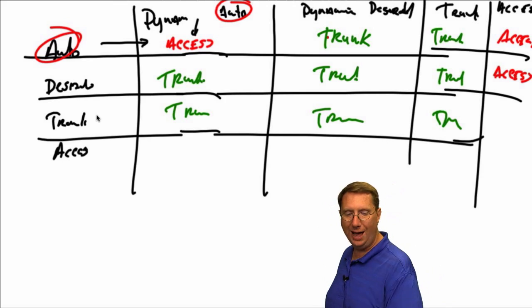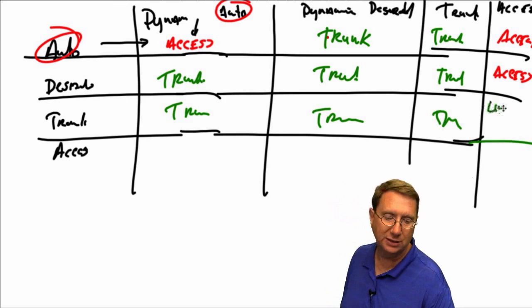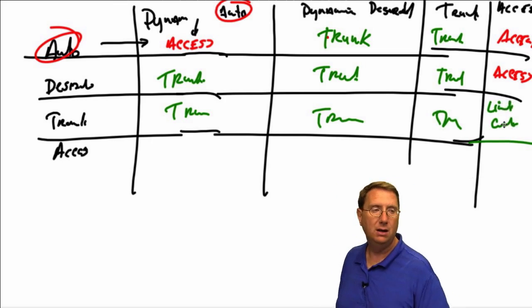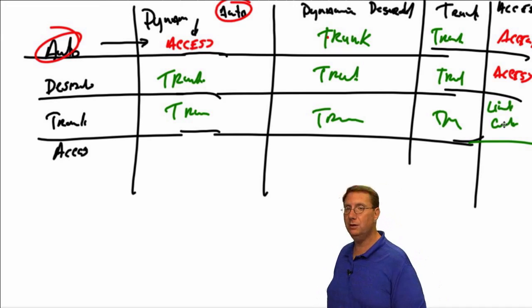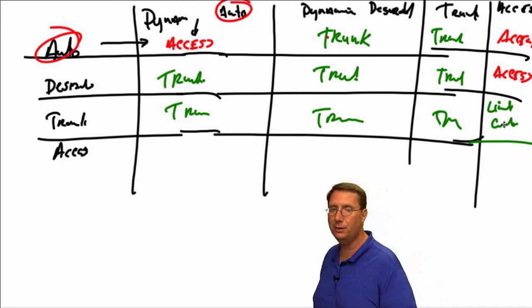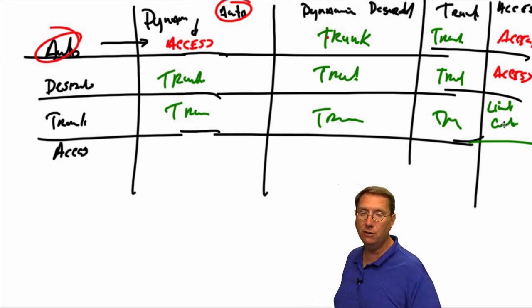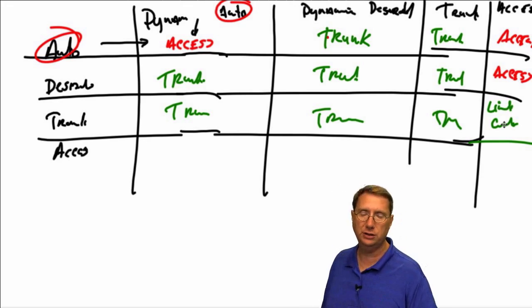Now when we have trunk to access, what we're going to have is a special circumstance where we have what's referred to as limited connectivity. That can cause us major problems and we need to be aware of it. Remember, we mentioned the fact that for a lot of these features we need full duplex operation. So if these values don't agree, maybe we could have some other impacts on our infrastructure that can cause us problems.